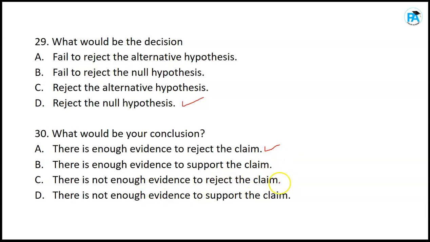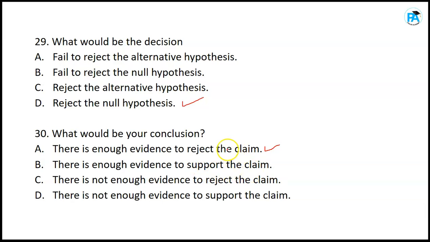That's how you conclude this. But if HA was a claim, not H0, but HA was a claim, and you ended up rejecting H0, you say there is enough evidence to support the claim. Okay, you have to read more on that.